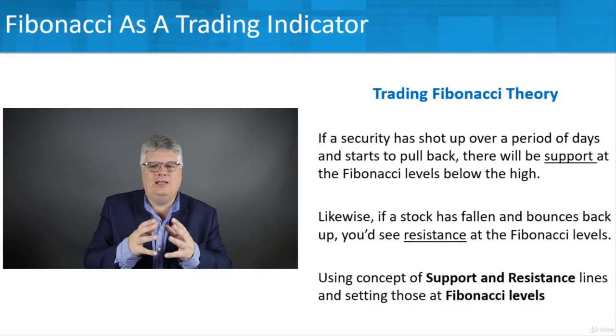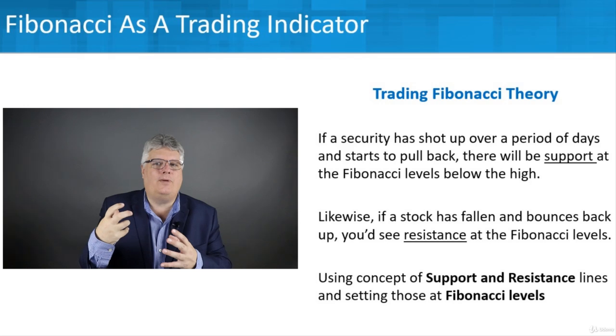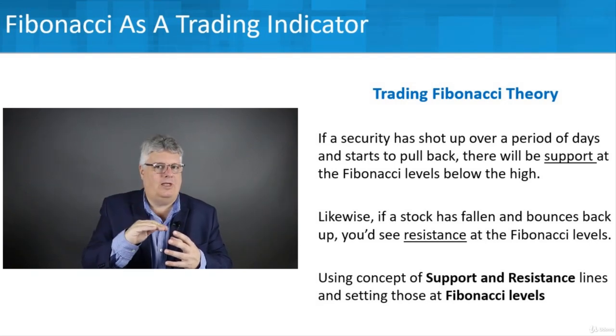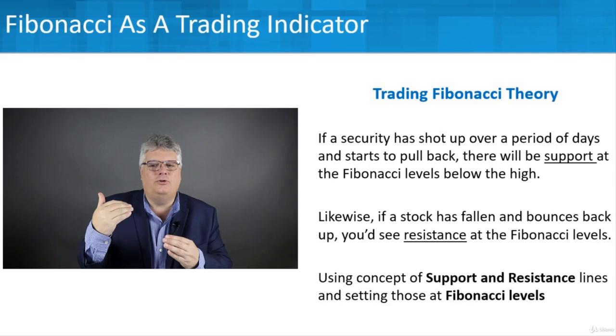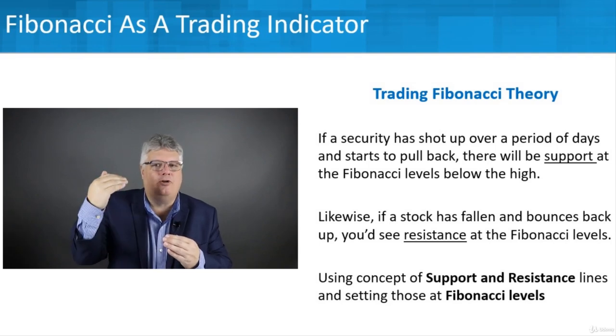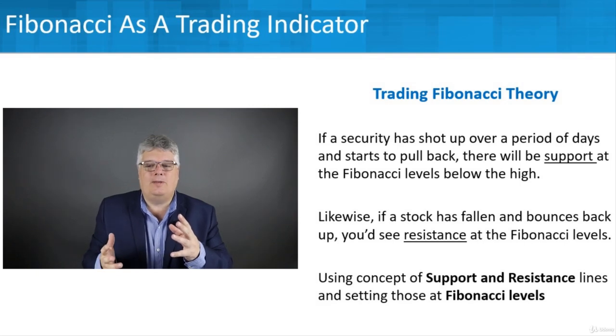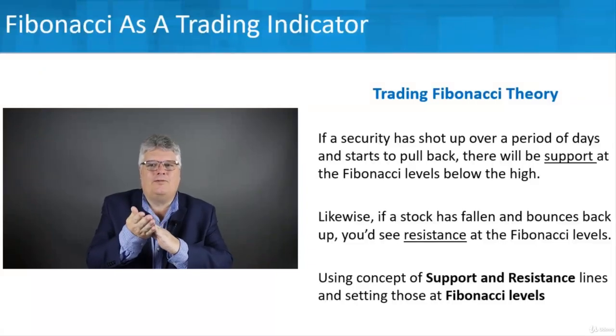So the idea, in the theory behind trading Fibonacci, is if a security has shot up over a period of time and is starting to pull back, there will be support at the Fibonacci levels below that high. So if it's gone up and it's starting to come back, you have these different Fibonacci levels that we just talked about, and as it approaches them, there's a chance it's going to rebound and go back up. Likewise, if a stock has fallen and starts to bounce back up, you'd see resistance at the Fibonacci levels, as far as seeing resistance to going above a Fibonacci level.